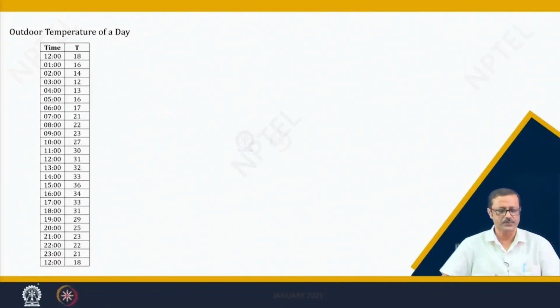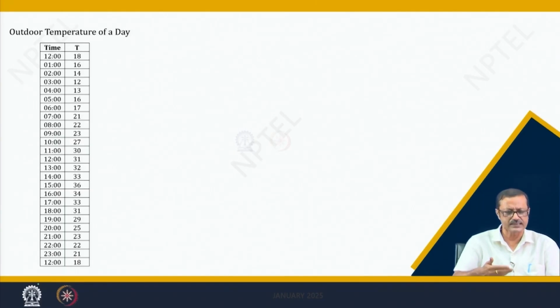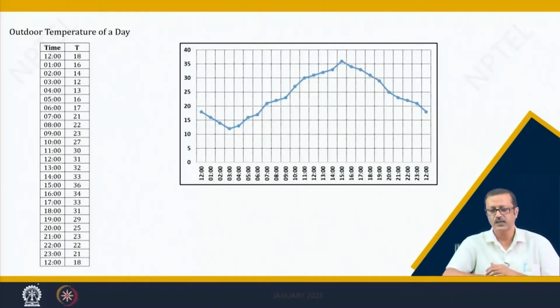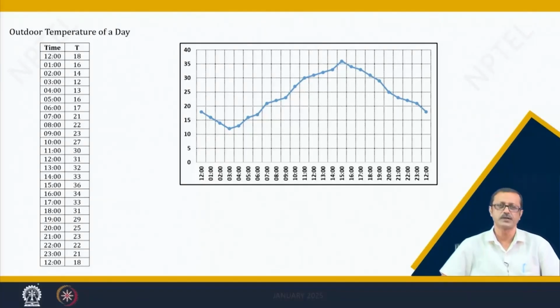Suppose this is a particular day's temperature data. At night 12, at midnight, it is 18 degrees, and then it gradually increases, finally reaching 36 degrees at around 3 p.m. in the afternoon, and again it decreases to 18 degrees at night. So, the periodicity, the ups and downs of this temperature profile will be like this, the blue color dotted points joined together.